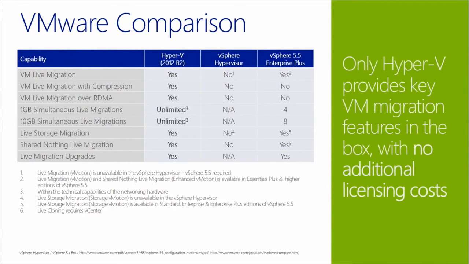Well, with vMotion, they led the industry coming out with this first, something that we've certainly adapted and included. But we've now taken charge and really tried to enhance this further with live migration with compression and live migration over RDMA. Additionally, Hyper-V doesn't place limitations on the number of simultaneous live migrations. We could support it if it makes sense for your workload.